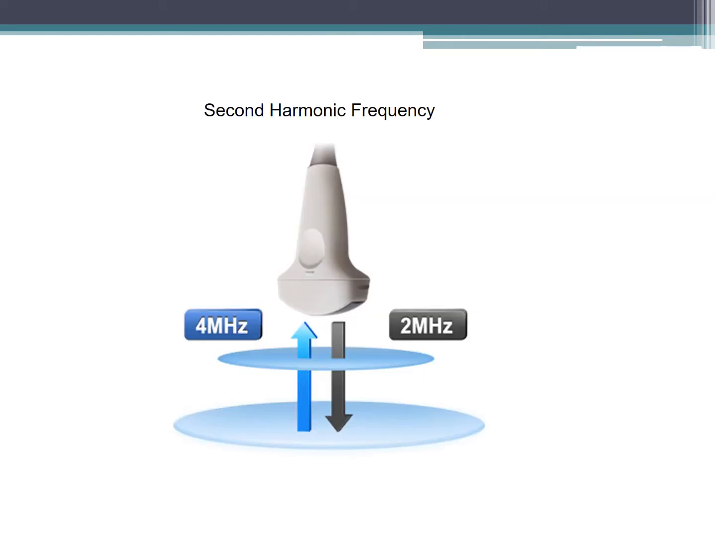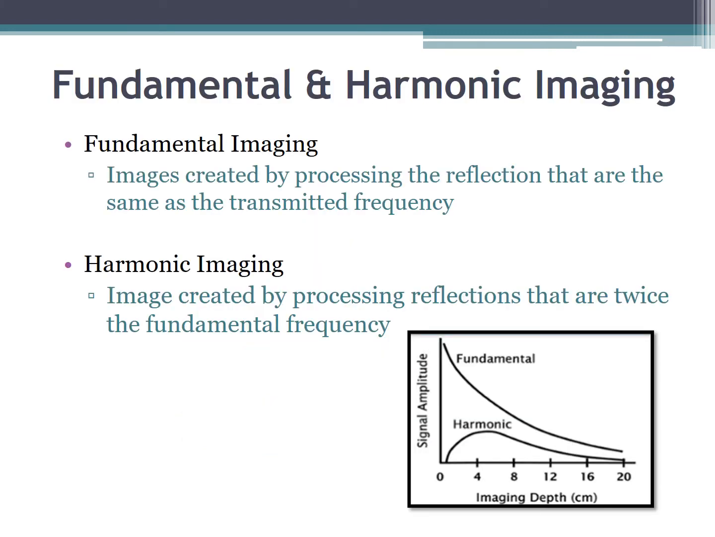So again, second harmonic frequency, the probe is a 2 megahertz probe. That is what is sent into the body. But then the transducer and the machine are only going to listen for frequencies that come back at that 4 megahertz. So all of this might seem kind of strange. How is the machine sending out this fundamental frequency but only listening for that harmonic frequency? That's kind of what we're going to cover in this lecture.